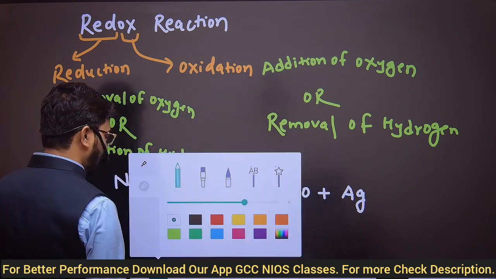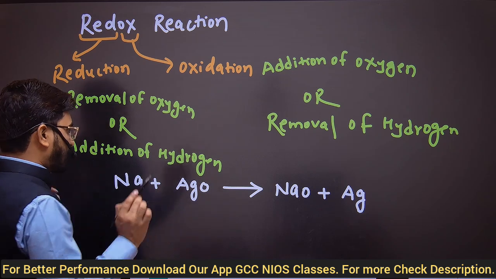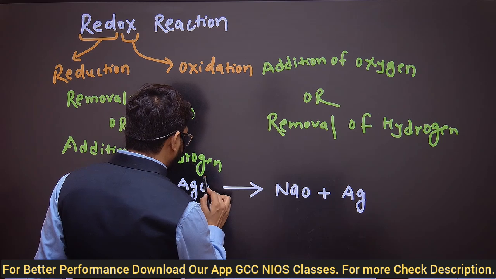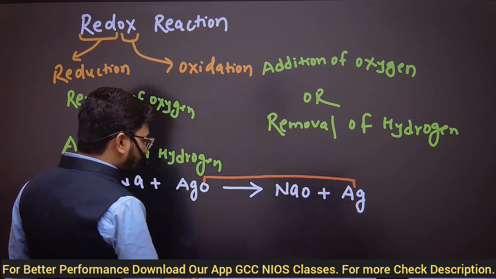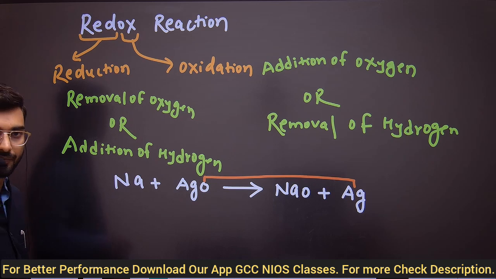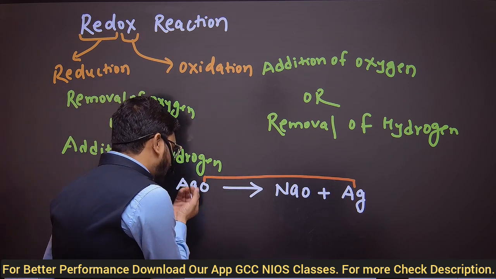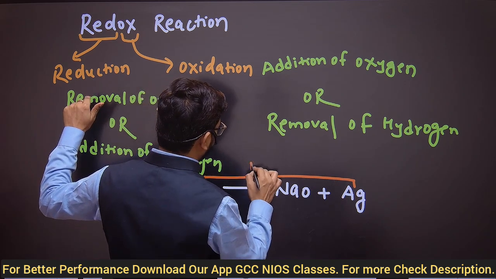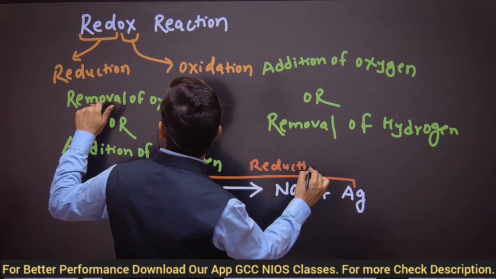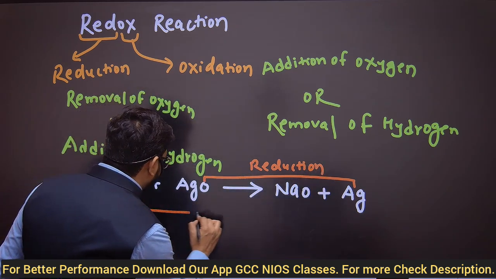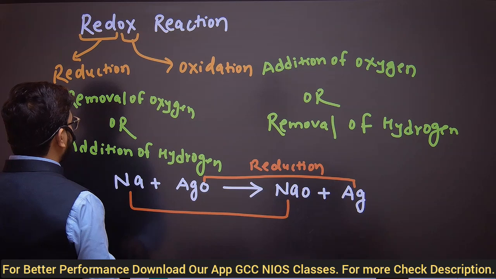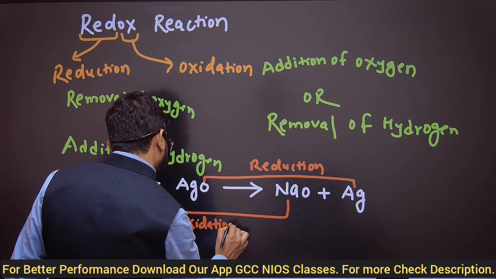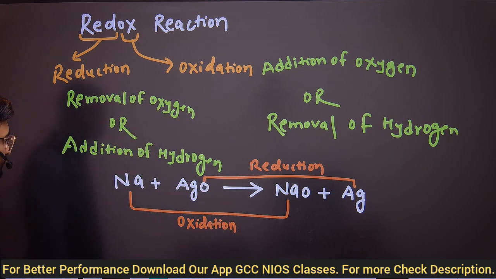So how can we explain this in terms of reduction and oxidation? Look here. In this case, there is removal of oxygen, because he has written Ag2O but he has written only Ag. So this is removal of oxygen, which means this is reduction, right? And in this case, addition of oxygen, that means oxidation.